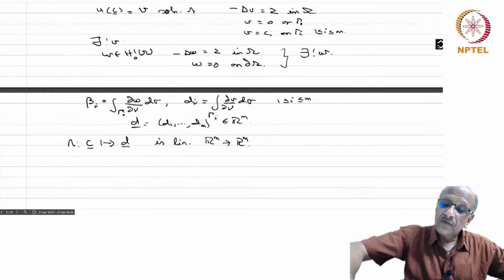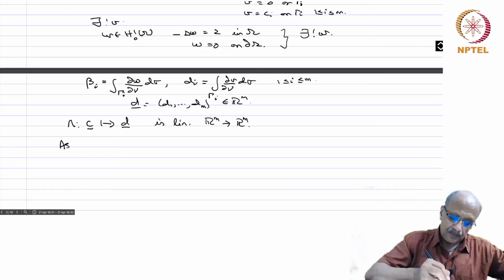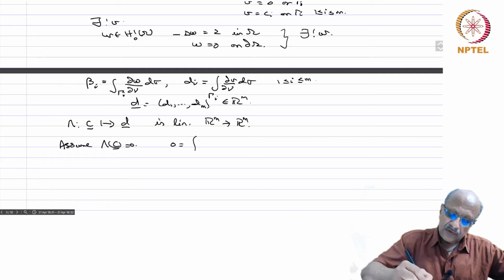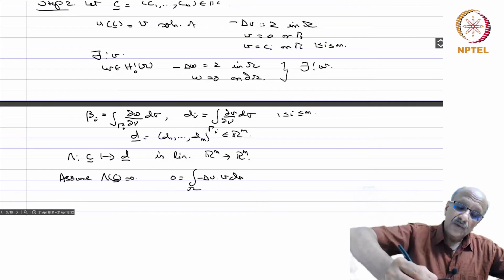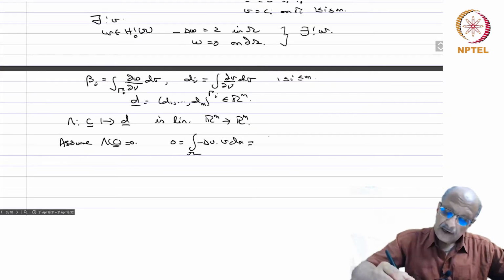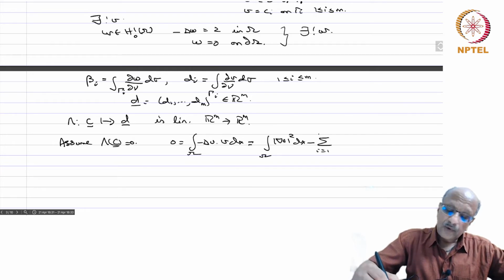So, we want to know if it is invertible. Okay. So, assume lambda of C equal to 0. That means 0 equals integral minus delta V on omega, this should be 0 here, equal to integral on omega mod grad V square dx minus sigma I equals 1 to m of Ci integral on gamma I dV by d nu I.